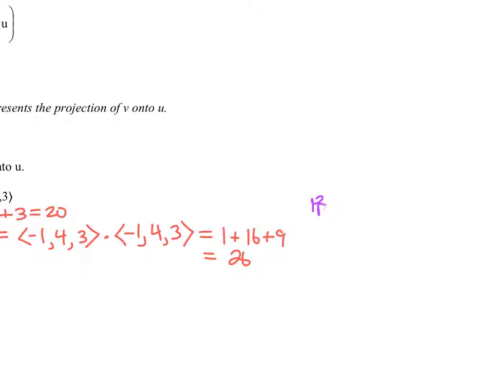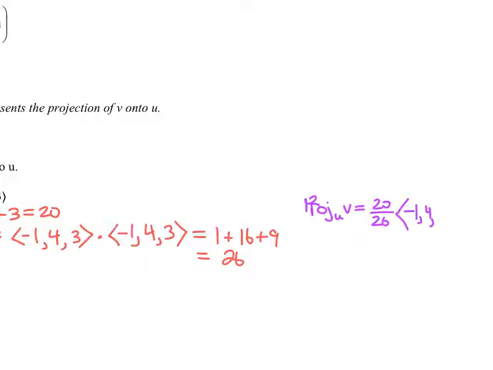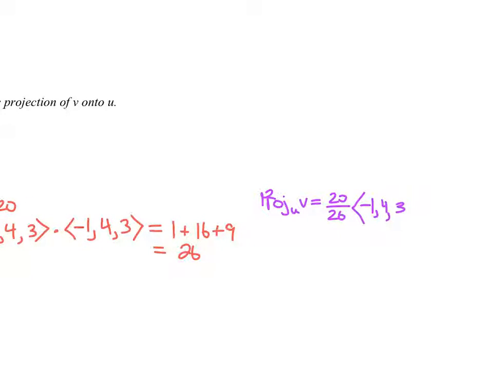So the projection of v upon u is going to be 20 over 26 in the direction of u, which is -143. Simplify, 10 over 13. And then run it through the mill, you get -10 thirteenths, 40 thirteenths, 30 thirteenths.